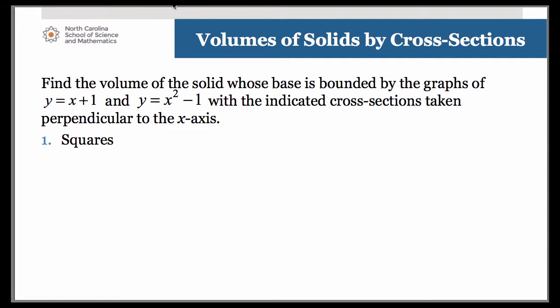So the fact that we're having cross-sections perpendicular to the x-axis, right away you know this is going to be dx integrals that we set up. So the first one we want to look at are when the cross-sections are squares. So let's go ahead and graph the functions just so we can get a sense of what the base is going to look like.